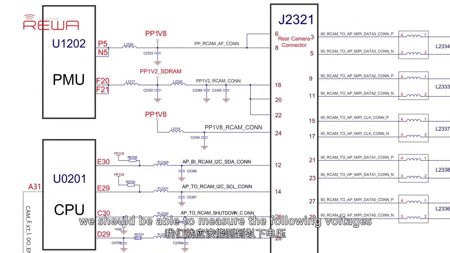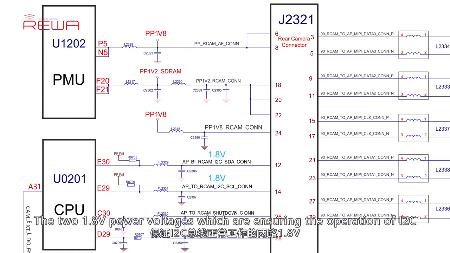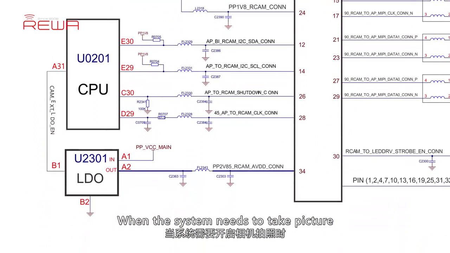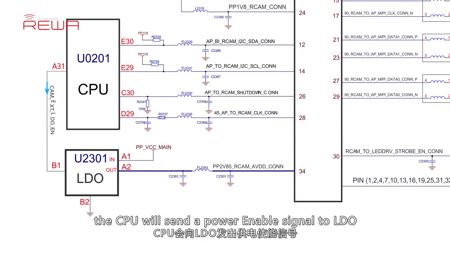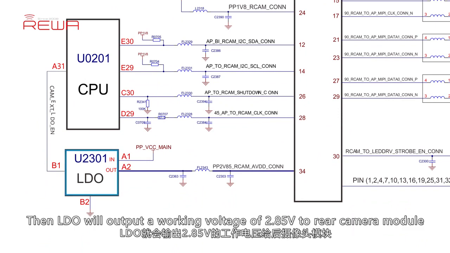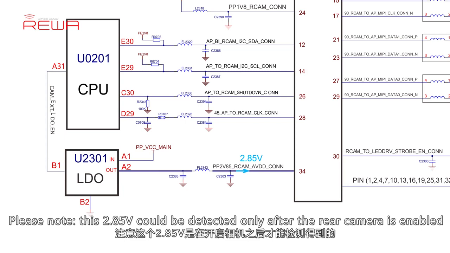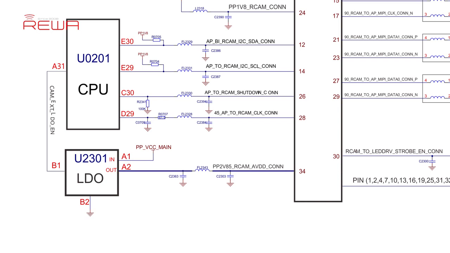After the phone has booted, we should be able to measure the following voltages: the two 1.8 volts power voltages, which ensure the operation of I2C, and the other voltages supplied by PMU. When the system needs to take a picture, the CPU will send a power enable signal to LDO. Then LDO will output a working voltage of 2.85 volts to the rear camera module. Please note, this 2.85 volts can be detected only after the rear camera is enabled.